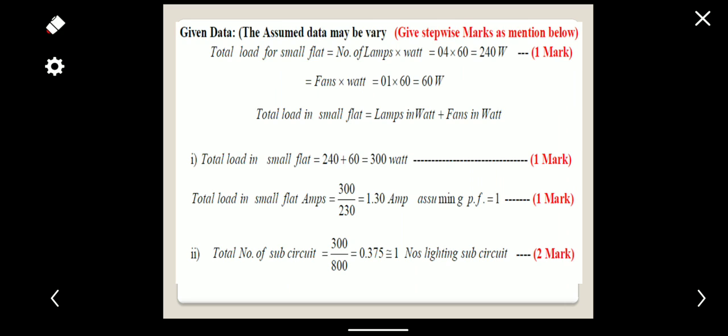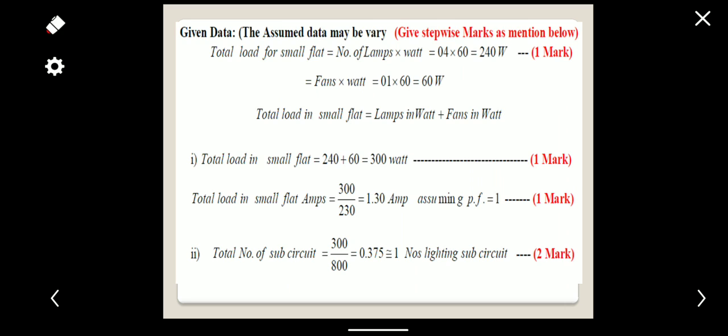So 300 watt, that means total power, divided by voltage. This is for the single phase, so 230 volt is the voltage. So 300 divided by 230 is equal to 1.30 ampere. Here we assume the power factor is 1, but if the power factor is 0.8, then it is 300 divided by 230 into 0.8.